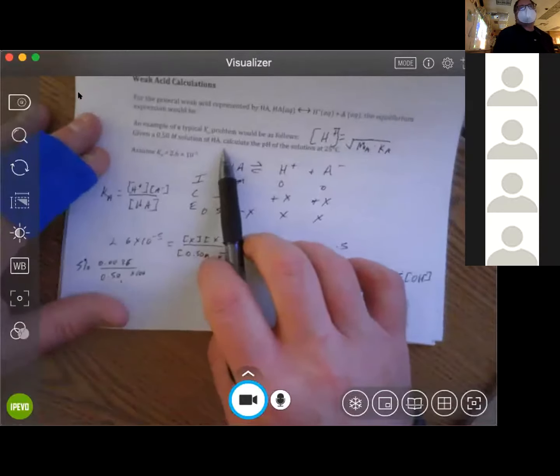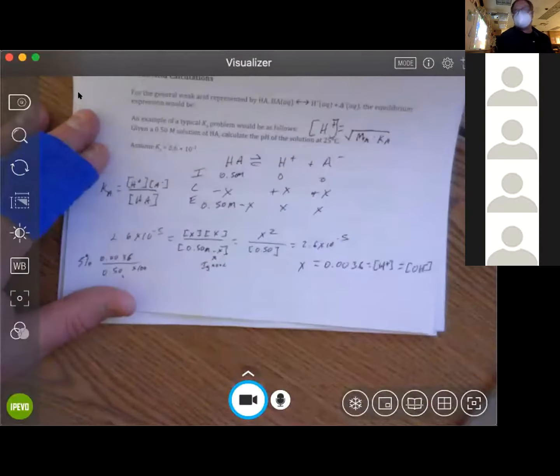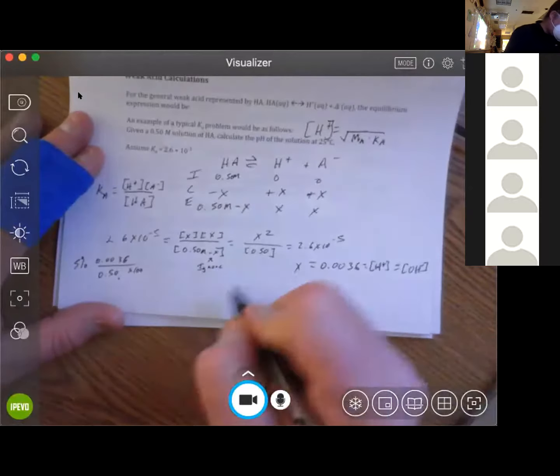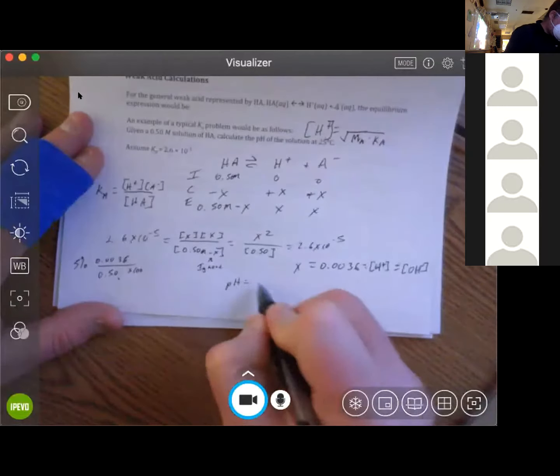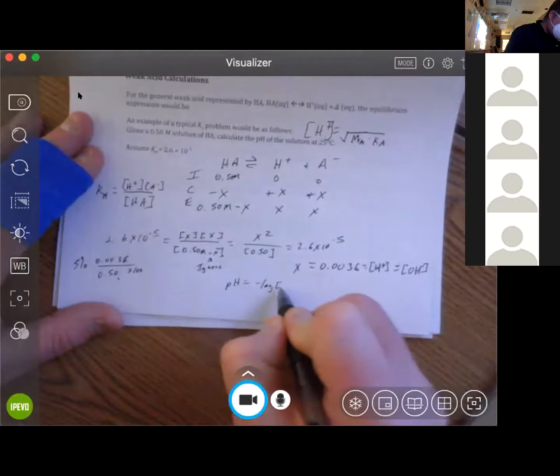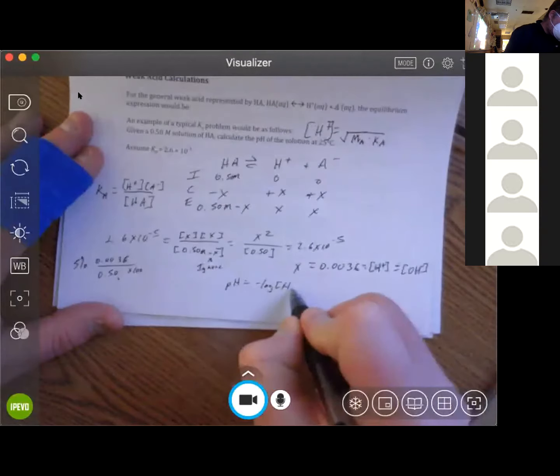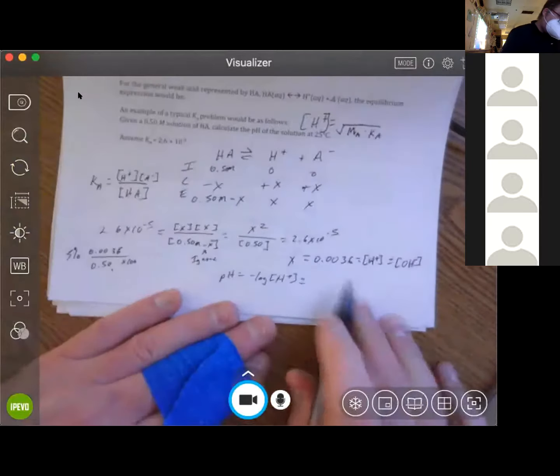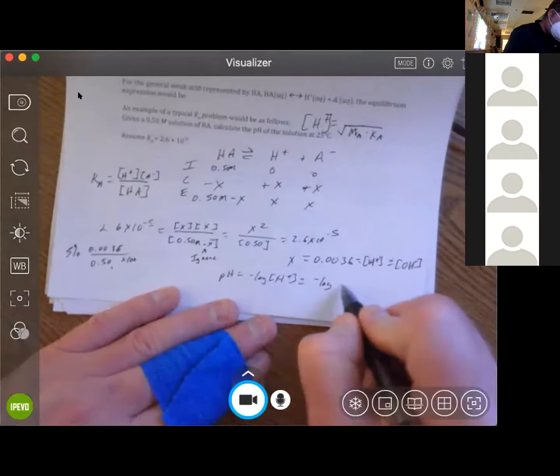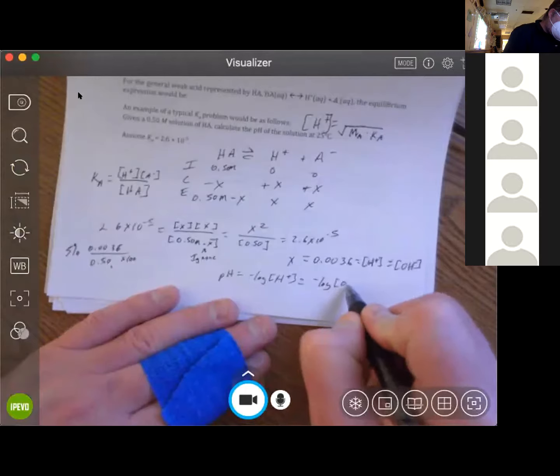The last thing is that this problem is not done. This actually asks us to calculate the pH. So in order to calculate the pH, pH equals the negative log of the hydrogen ion concentration. And in this case, that is the negative log of 0.0036.